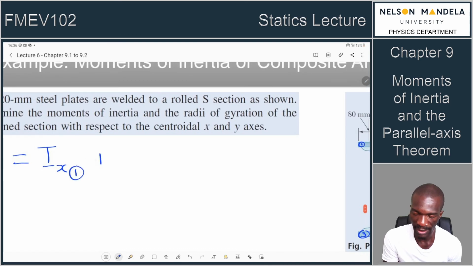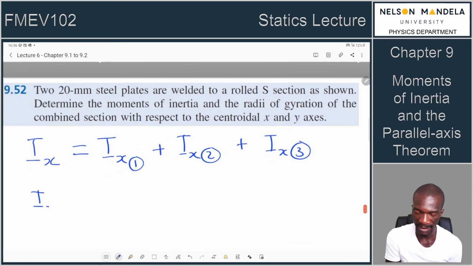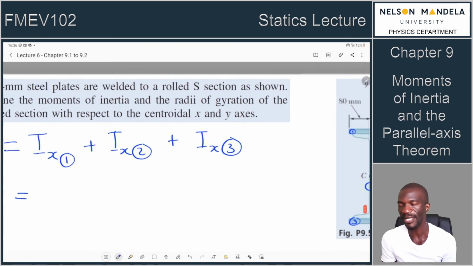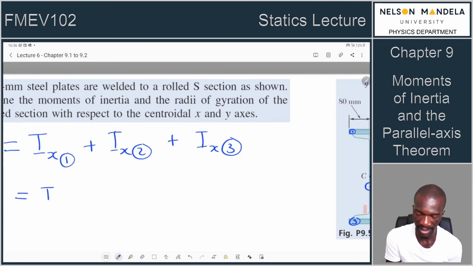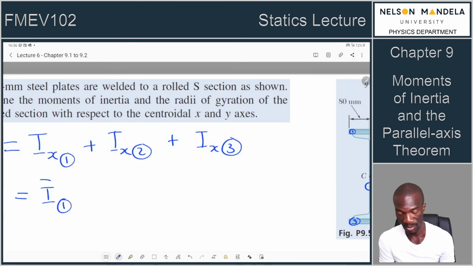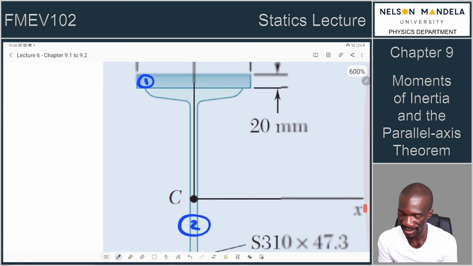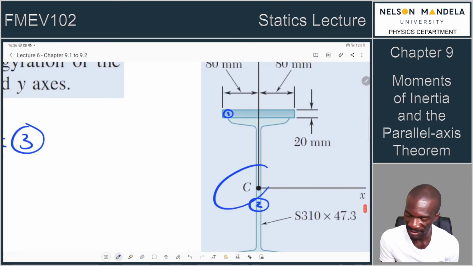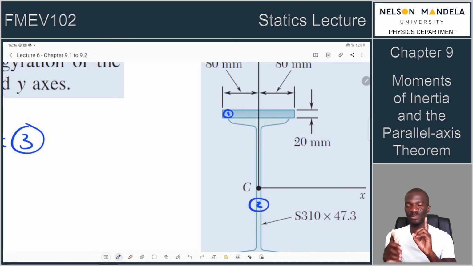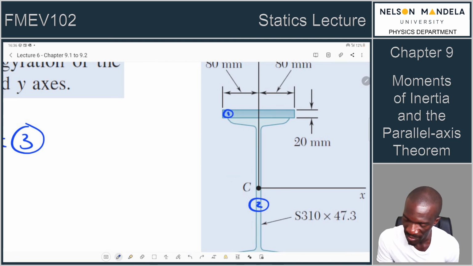So this is I about the x for area 1 plus I about the x for area 2 plus I about the x for area 3. What is I about the x for area 1? We've already learnt using the parallel axis theorem: centroidal I of area 1 plus A D squared. So that would be D1. What is D1? Look at what we're doing now. We are using part of this S section. That's why it's important for you to know the parameters of the S section. So this is what we know is the D1.